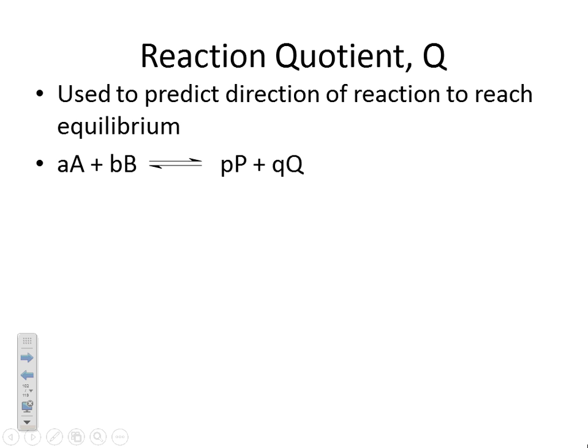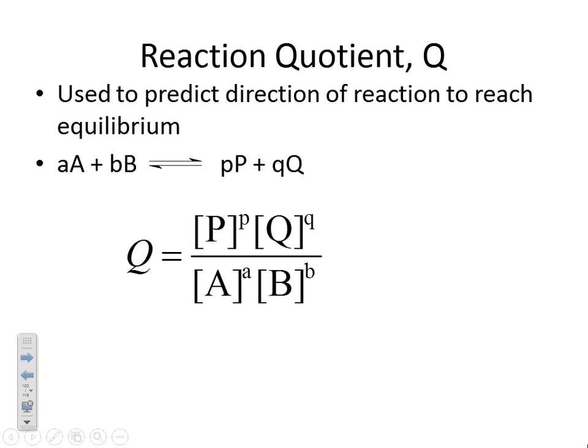So Q is called the reaction quotient, and it is used to determine the direction that the reaction has to shift in order to reach equilibrium. The Q expression is written as the concentration of products raised to their coefficients divided by the concentration of the reactants raised to their coefficients. Notice that it is written the exact same way as K. That is very much on purpose.